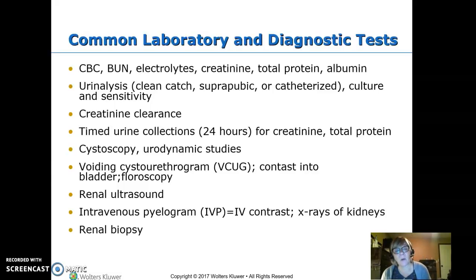Intravenous pyelogram, so they're putting IV contrast rather than with the voiding cystogram, where they're putting it in the bladder. This time they're putting it IV, and putting that contrast in makes things show up differently on x-ray. So we can get an x-ray that shows the kidneys, and sometimes if they're really concerned, they have to do a biopsy. They have to take a little bit of the tissue and look at it, and that's usually just kind of a needle biopsy. It hurts, but it's not like an open surgery.